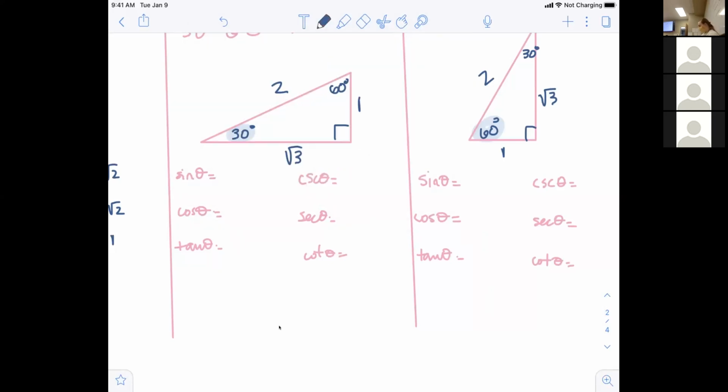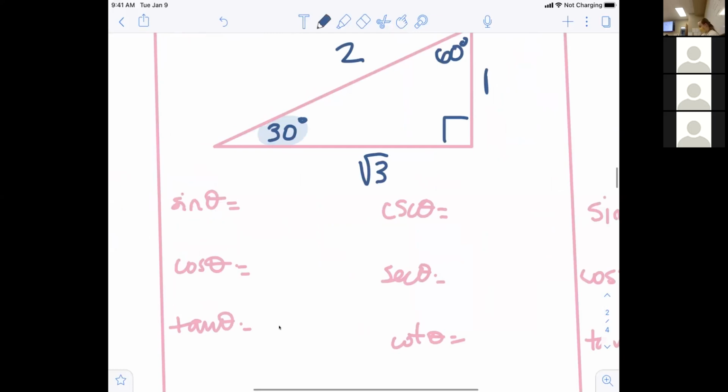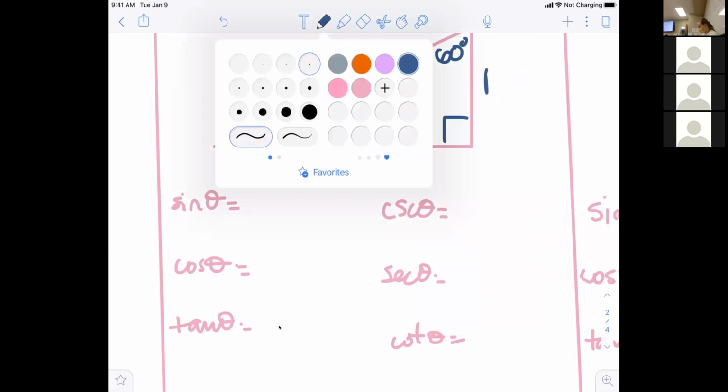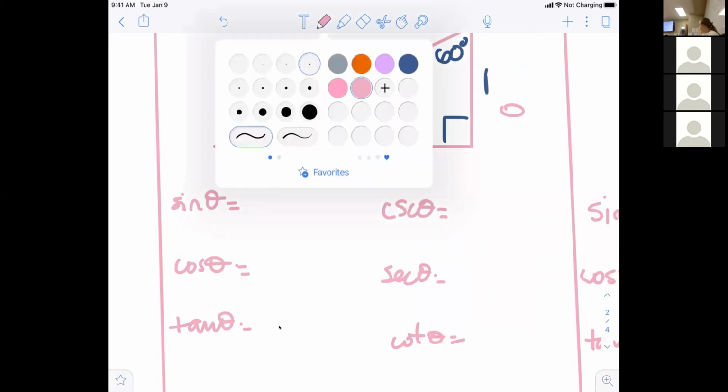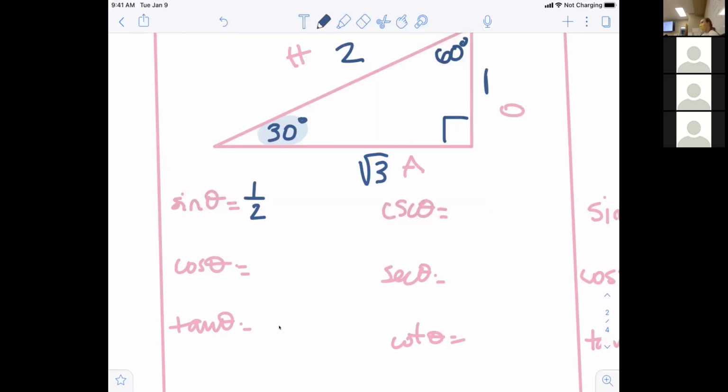What's my sine of my 30-degree angle? Nope. 1/2. Even easier. I guess I forgot to label these. Remember, 1 is opposite, 2 is hypotenuse, and then √3 is my adjacent. So sine here is simply just 1/2. What's cosine? √3/2. Good. And then what's tangent? 1/√3.